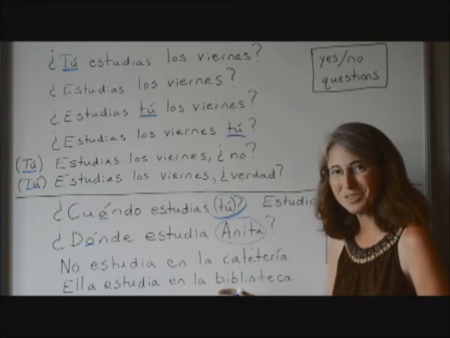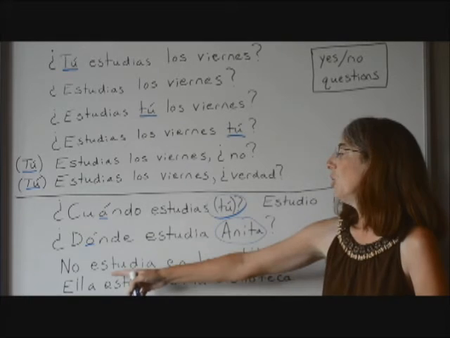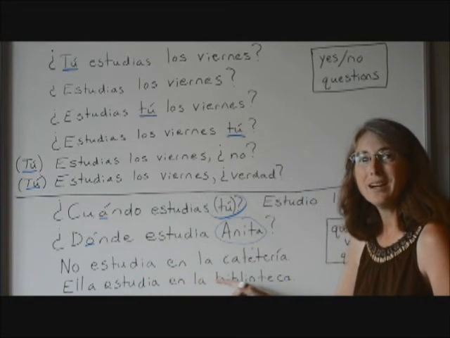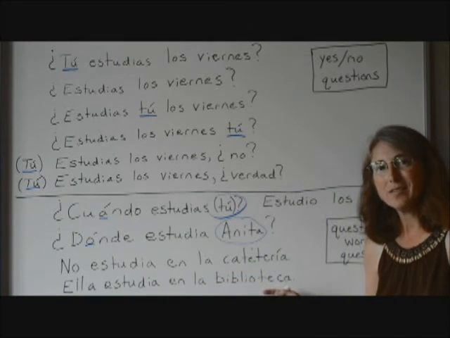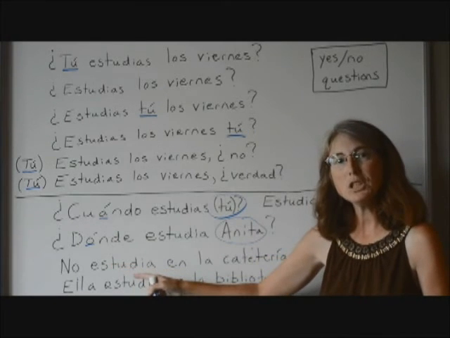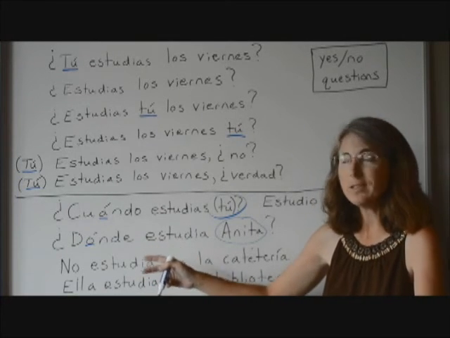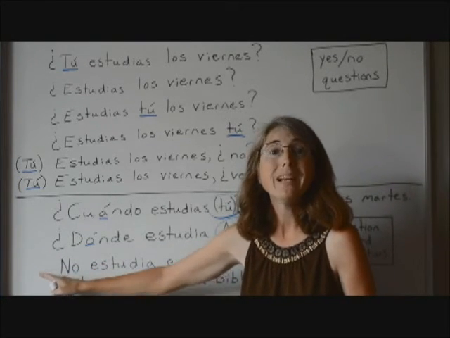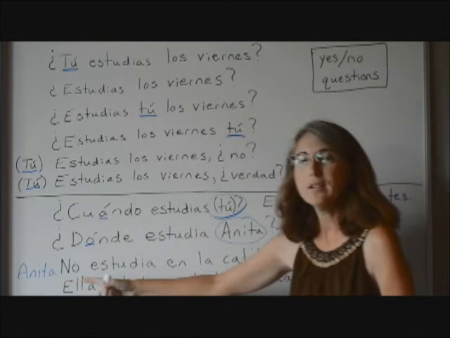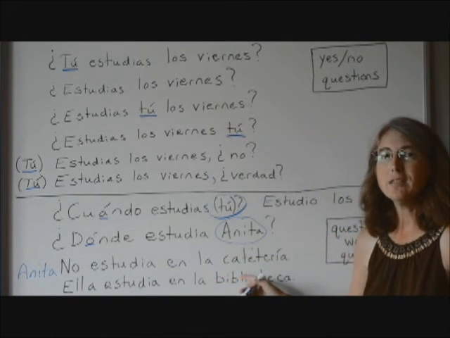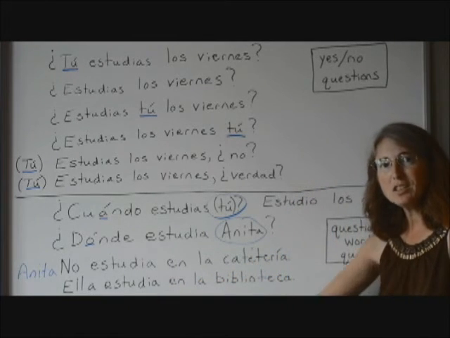Now, some possible answers to where does Anita study? She doesn't study in the cafeteria. No estudia en la cafetería. She doesn't study in the cafeteria. Notice that I didn't put the she in because we're already having a conversation about Anita, so it's implied. I could put Anita here, or I could put ella here. I could say, Anita no estudia en la cafetería. Anita doesn't study in the cafeteria. Ella estudia en la biblioteca. She studies in the library.